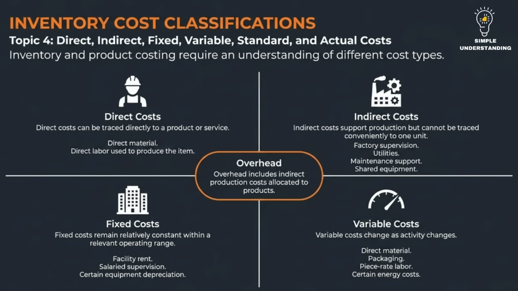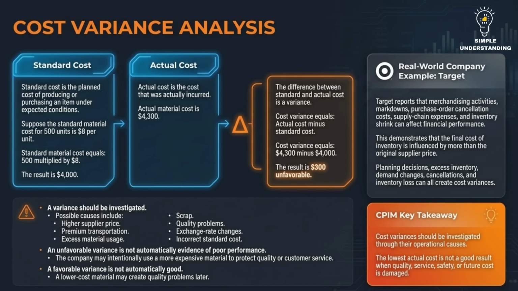Variable costs. Variable costs change as activity changes. Examples may include direct material, packaging, piece rate labor, certain energy costs. Overhead. Overhead includes indirect production costs allocated to products. Standard cost. Standard cost is the planned cost of producing or purchasing an item under expected conditions. Actual cost. Actual cost is the cost that was actually incurred. The difference between standard and actual cost is a variance.